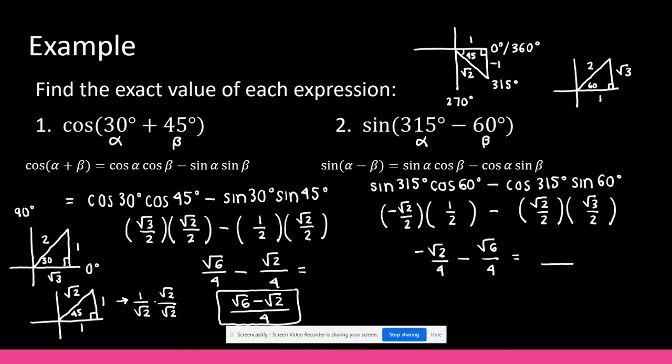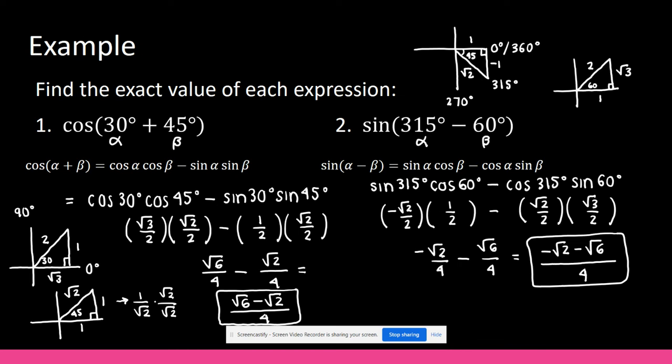And once again, they have the same denominator, so I don't have to worry about combining like terms. I don't have to worry about finding a common denominator. If I look at my numerator, there's no way that I can combine those any further. And so then negative square root of 2 minus the square root of 6 all over 4 would be my answer.